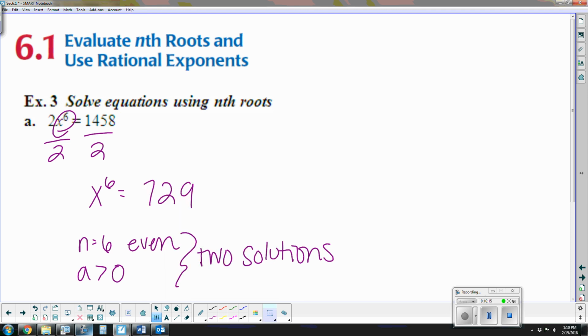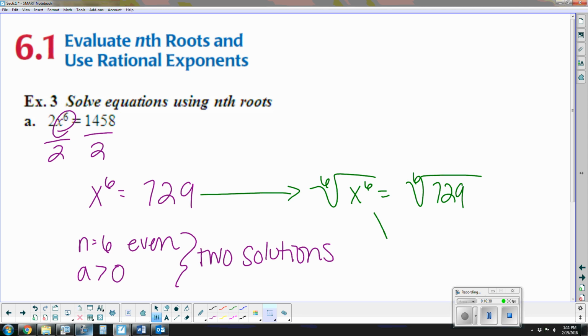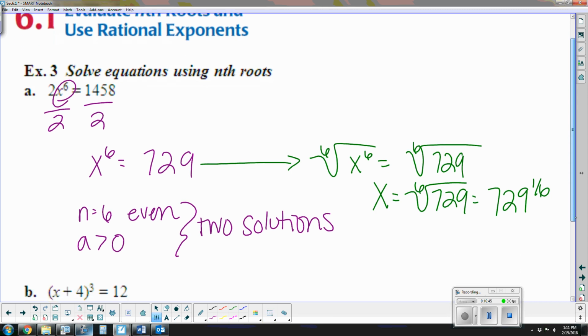So we're looking at here the 6th root of x to the 6th equals the 6th root of 729. So we get x equals the 6th root of 729, or 729 to the 1/6 power. And again, we're looking for 2 answers. We know we're going to have a plus or a minus.